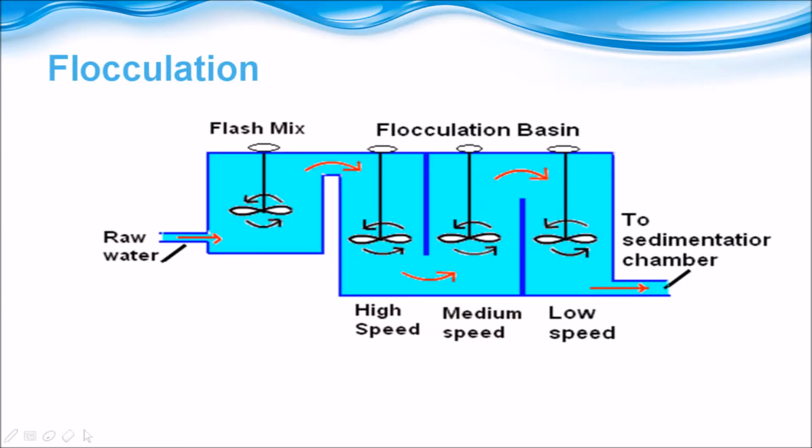Hi, this is Yunxi and I am going to talk about flocculation. After the process of coagulation, the water goes into the flocculation basin where it will undergo the process of flocculation. In the process of flocculation, large flocs are formed by the addition of flocculants combined with low-speed mixing. The large flocs will make the process of sedimentation much easier.